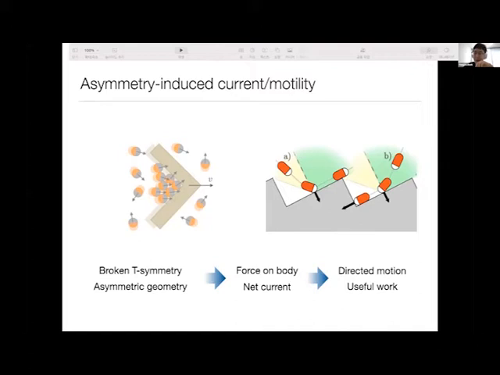Similarly, if you have this kind of wedge-like object, the way the particle collides with the wedge and is scattered differs depending on whether the particle moves from the left to the right or from the right to the left. Those moving from the right to the left are more easily trapped, and those moving from the left to the right more easily slide past. So this wedge experiences a force from the swimming particles, which tends to push it to the left. All of this emergence of motion is possible because of the broken time reversal symmetry of the active particles, combined with the asymmetric geometry of the system. These lead to a force on the body and a net current of particles, which you can utilize to get directed motion or useful work.